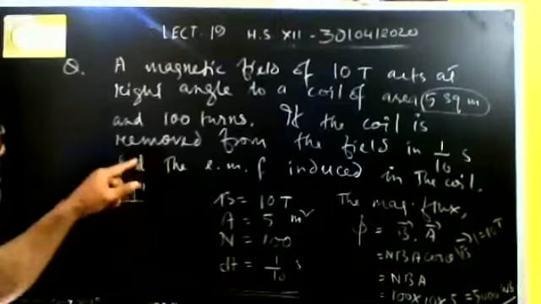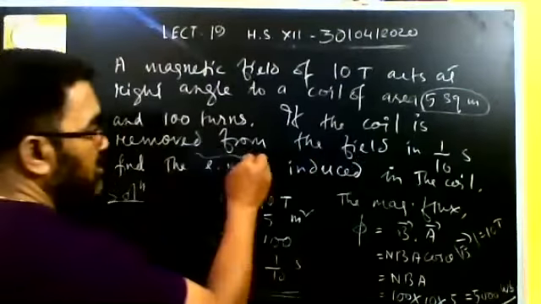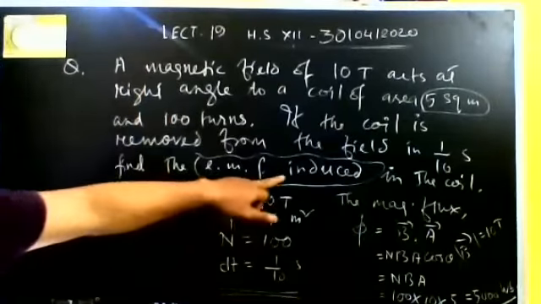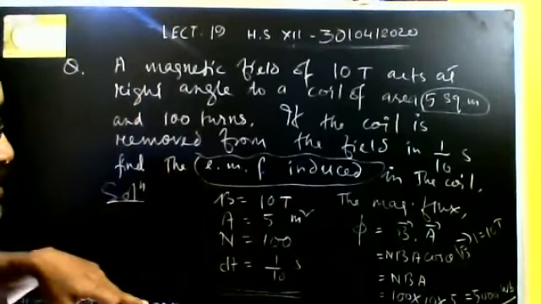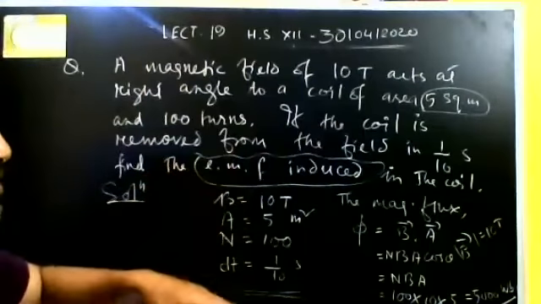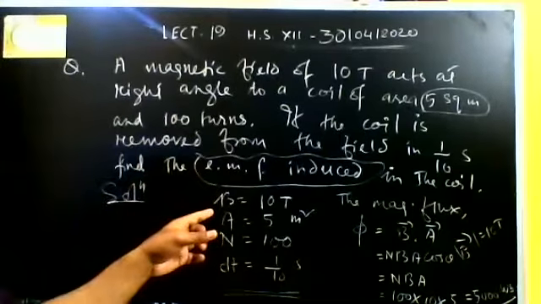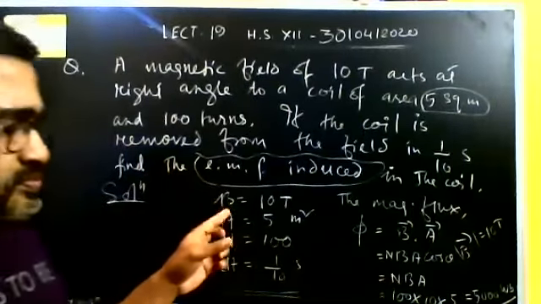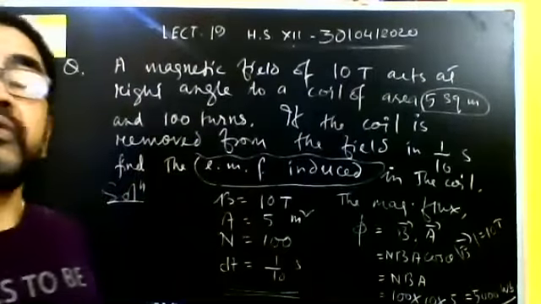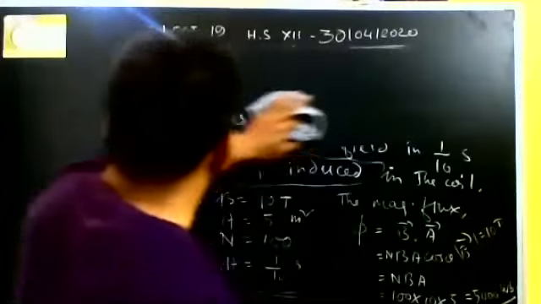Second part, you are asked to find out the induced EMF in the coil. So what is your formula? That relation comes from Faraday's second law. So what is Faraday's second law?